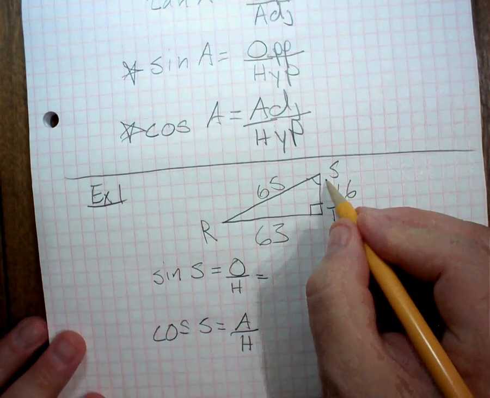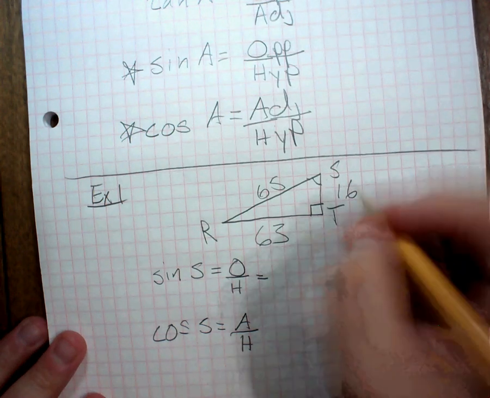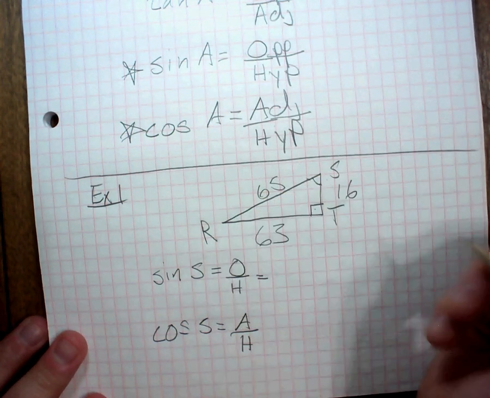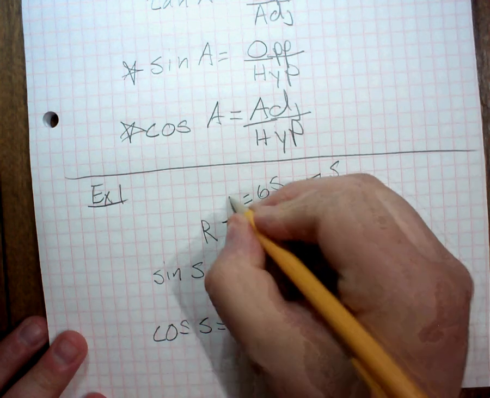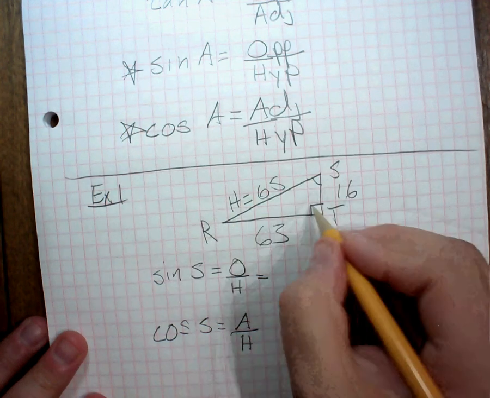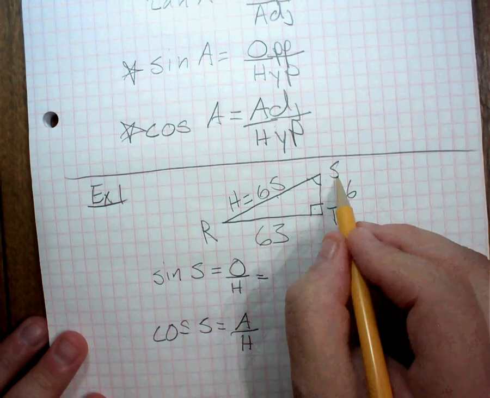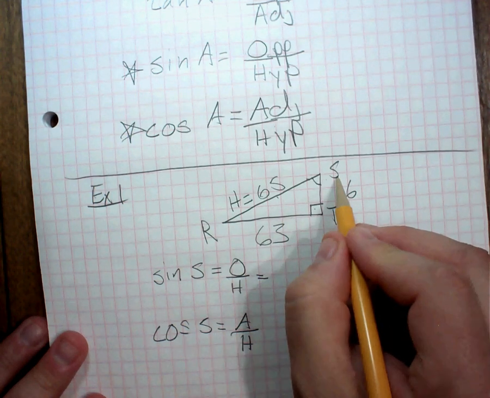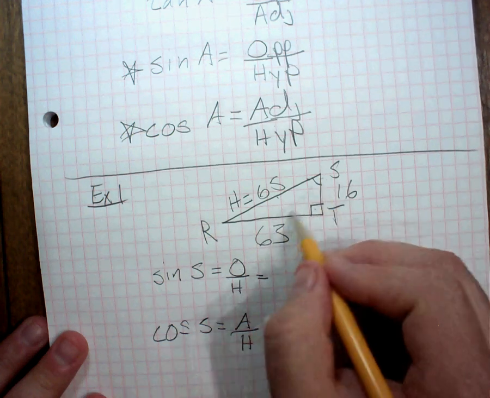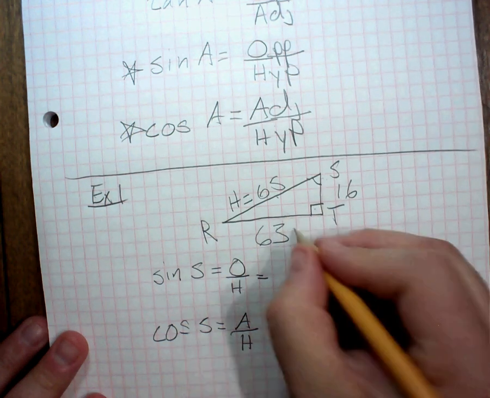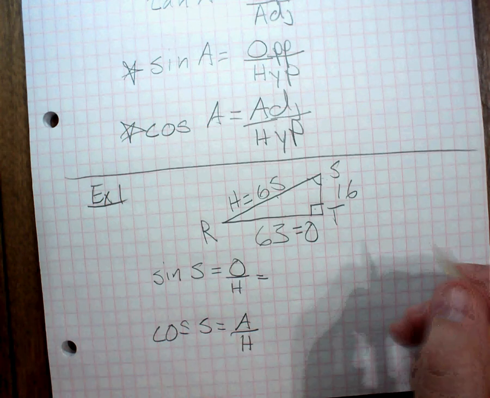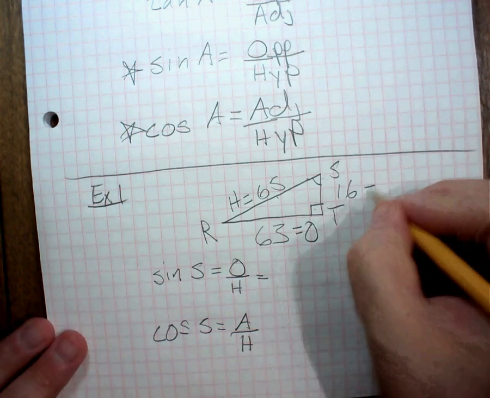So the opposite of S, in other words, let's label this. Across from the 90-degree angle is going to be the hypotenuse. Here's the 90-degree angle, and across from it is the hypotenuse. If this is S, then the side opposite of S is this one. And then the adjacent side is the remaining side.